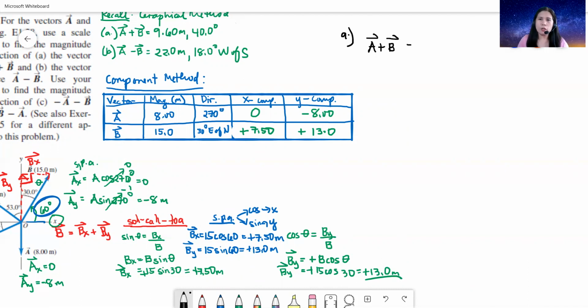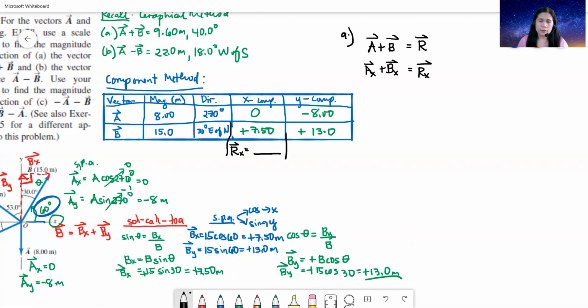Ayan. We'll call this the resultant R. Now, you can only add the same components. So if we add the x component of A plus the x component of B, this will give you the x component of the resultant. So if we add all of this, Ax plus Bx, then this will give us R sub x. This is our answer here.